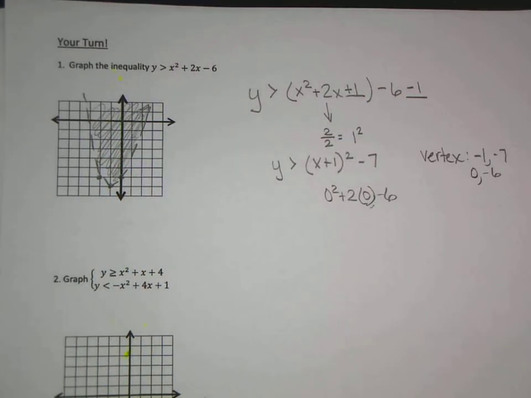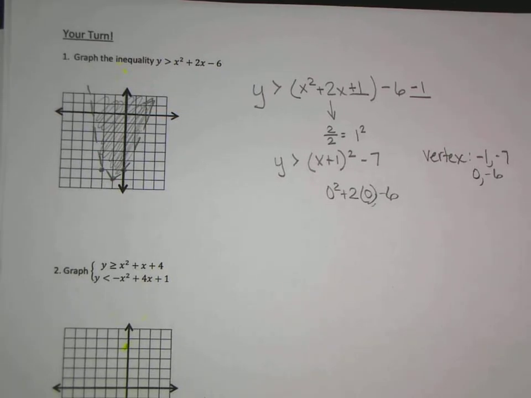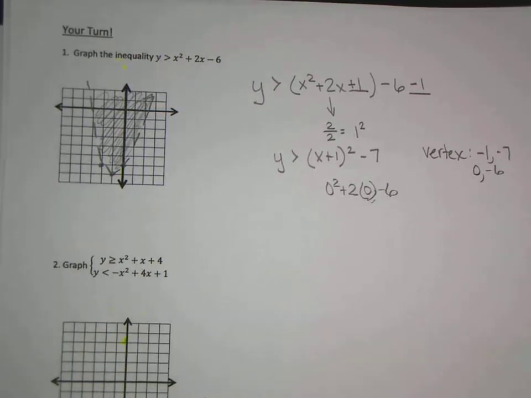The next one is a system, so go ahead and do that one. Doing the same thing, you're just graphing them. Be careful, you got a negative there.